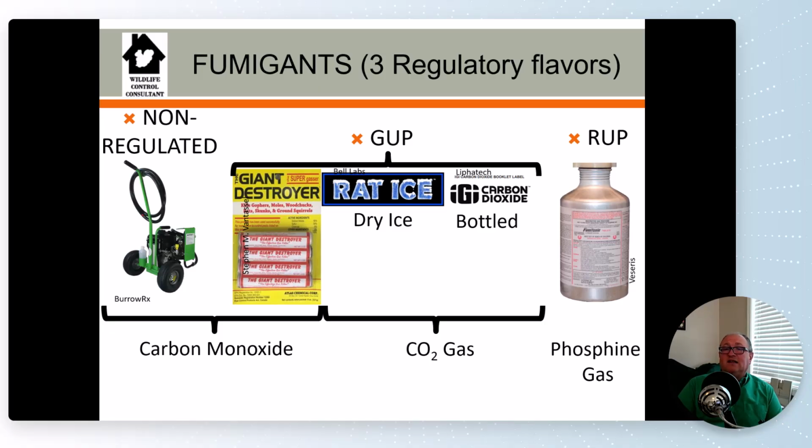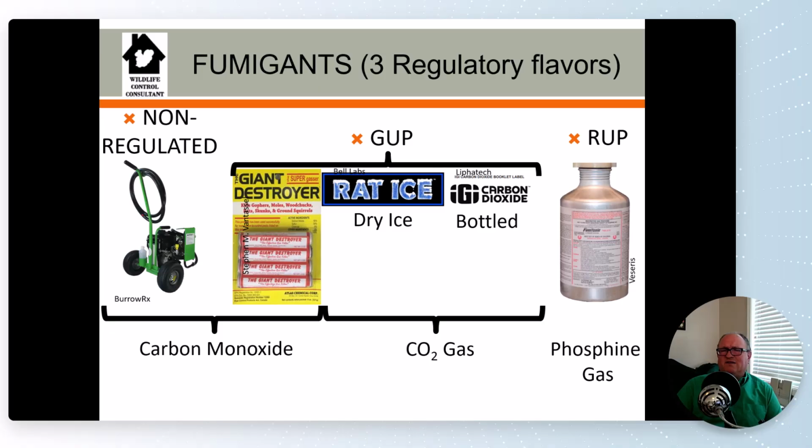However, understand that Giant Destroyers and the Pocatello Supply Depot ignitable gas cartridges use carbon monoxide as their active ingredient as well when they burn. I mean, it's not going to be listed as the active ingredient, but when they burn, that becomes the active ingredient. So those two products also use carbon monoxide, but they're regulated. Why? Because they're treated as a pesticide.